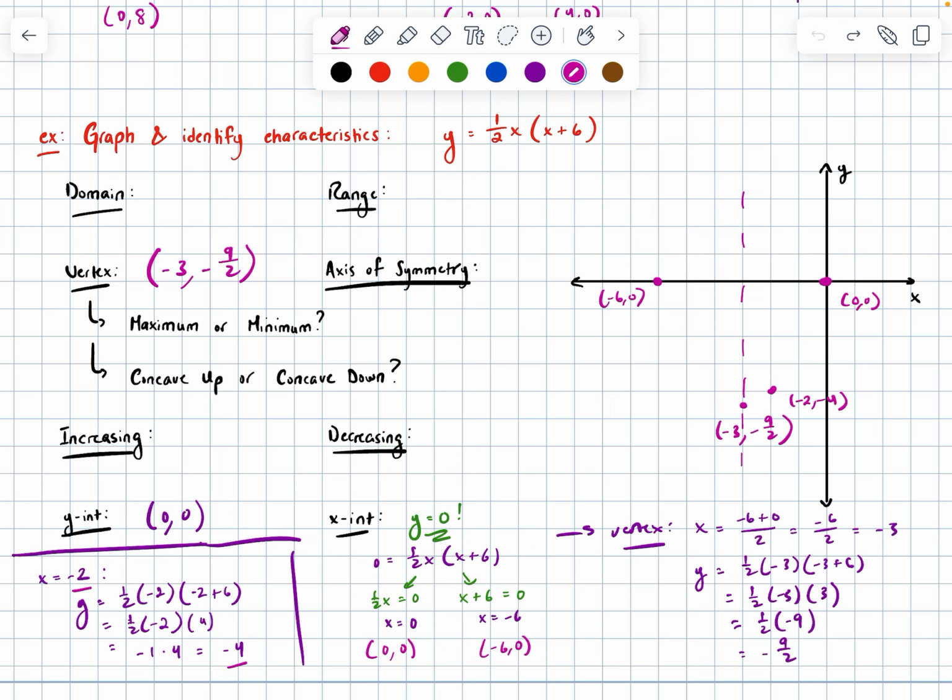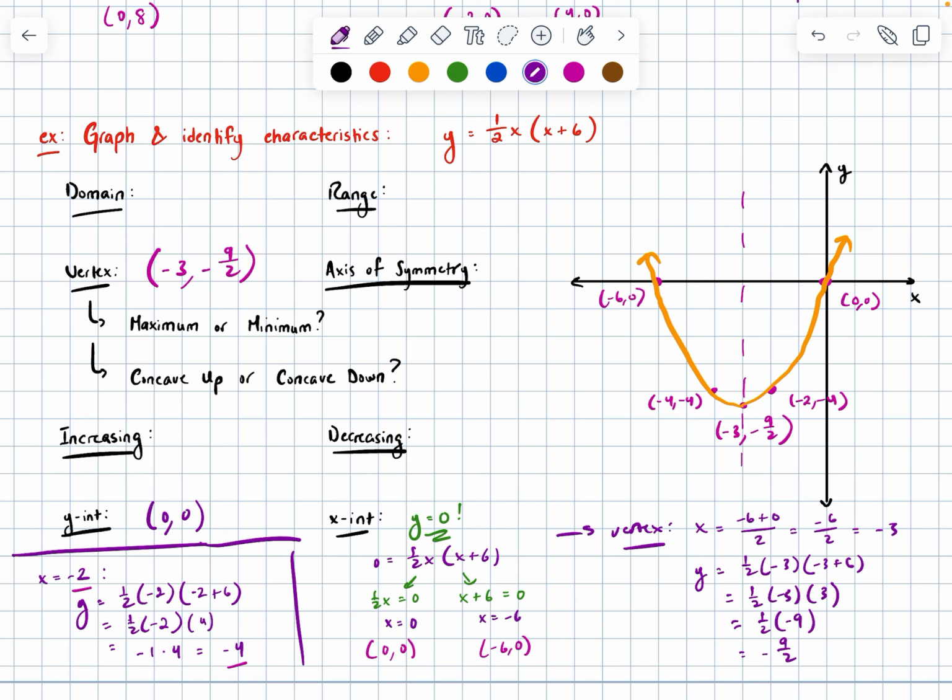Now by symmetry, right, I went 1 over to the right and there was a point, so I should go 1 over to the left. There should be a companion point here. Its coordinate would be (-4, -4). Last move, let me draw in my parabola. We're going to pretend that these lines are straight and perfect and beautiful. There we go. There's our graph.